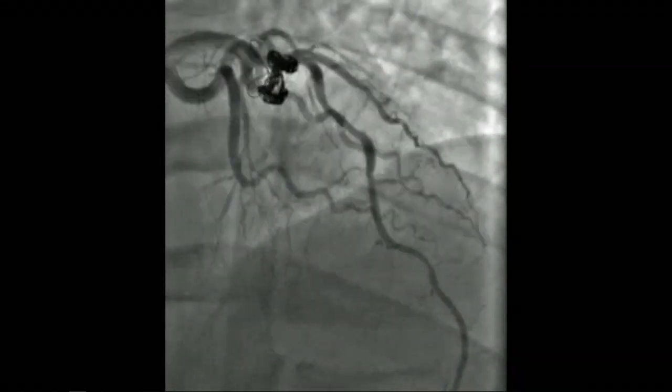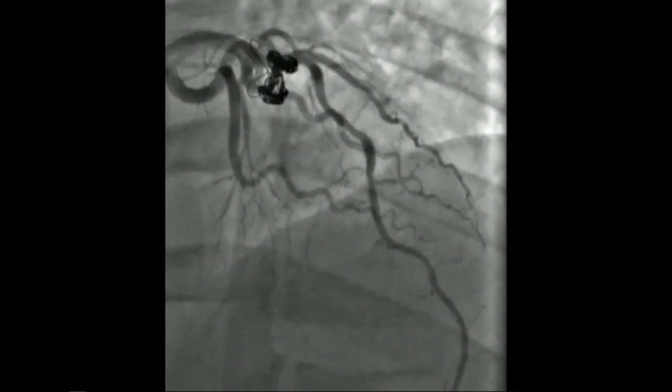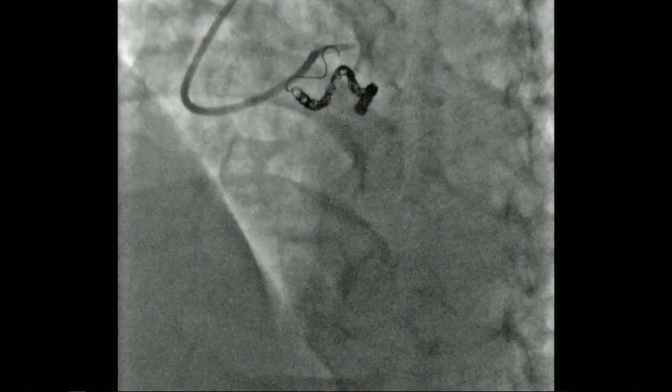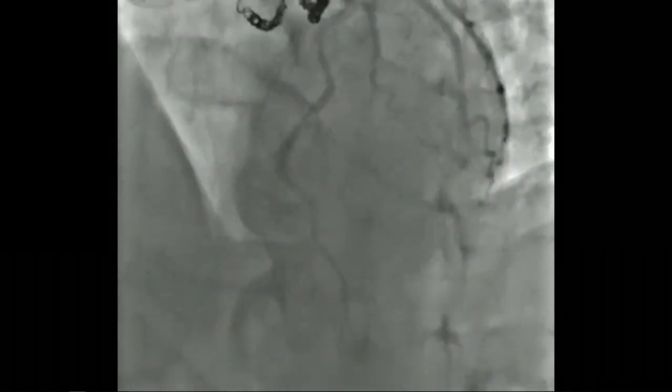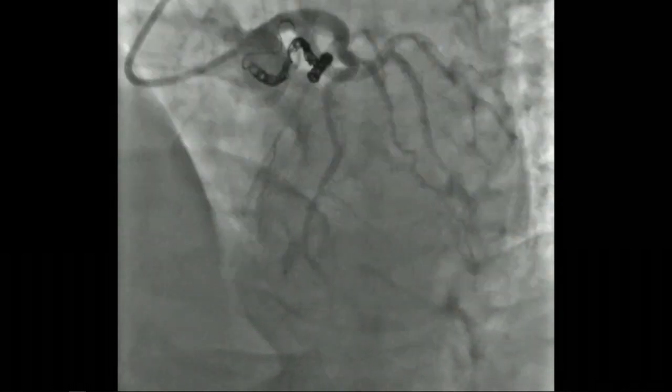We took multiple views, again ensuring that the LAD had significant flow all the way to the apex and that there was no flow in the fistula. There's another view. You can see there's TIMI 3 flow.